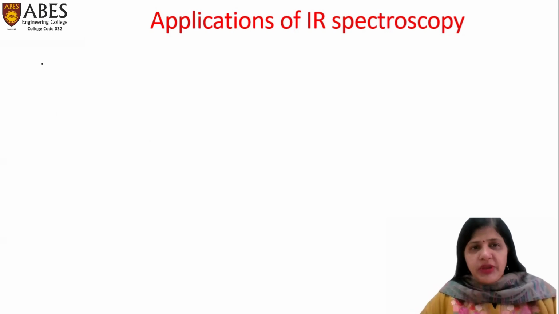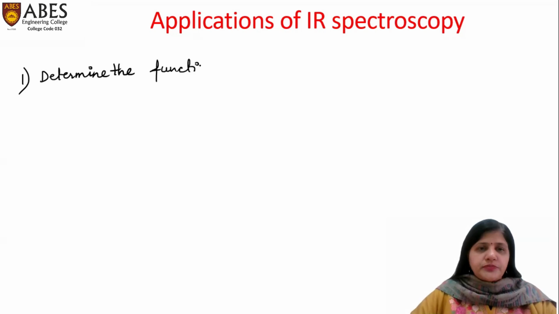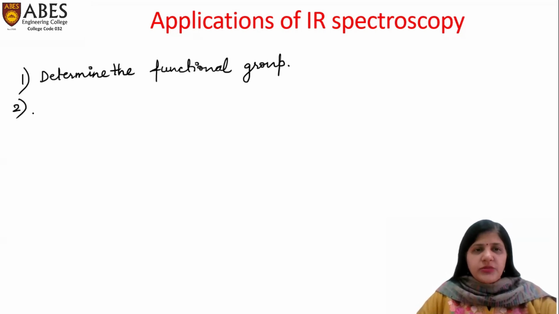The most important application of IR spectrum or IR spectroscopy is to determine the functional group in the molecules. Because every bond or every functional group has a specific frequency at which it vibrates, and this frequency provides information about the presence of a specific functional group in the molecule.